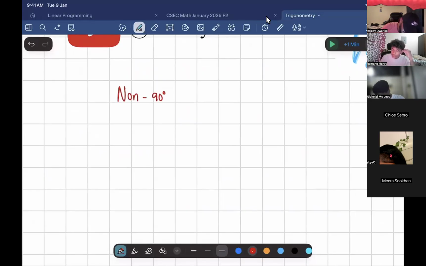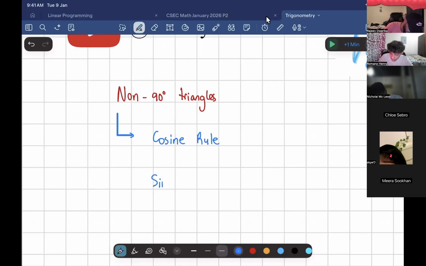Non-90 degree angle triangles. If you have a non-90 degree angle triangle, I mean, you can't really use anything else. I don't know what else we're gonna use, but you have to use the sine rule. I'm gonna do cosine first. You have to use the cosine rule, and you have to use the sine rule.